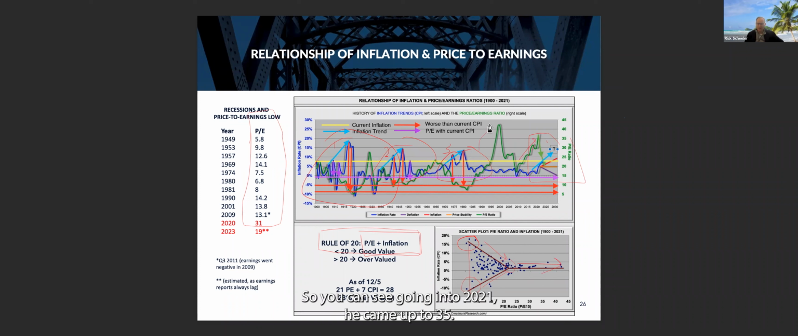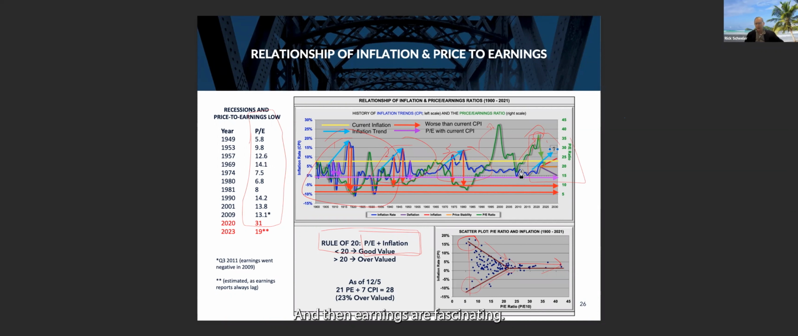So you can see going into 2021, the PE came up to 35. It did come down last year, 2022. PE came down to 24 because earnings went up so high. So that's helpful. That brings it down in the right direction. So that's PE. So we'll probably see PE come down quite a bit.